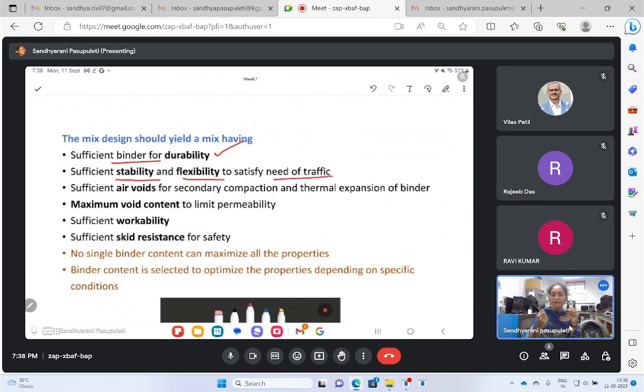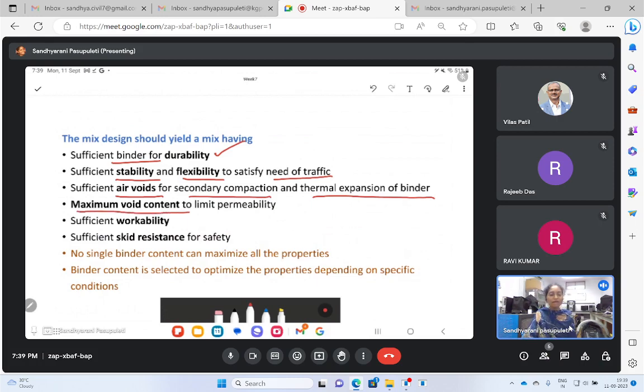When the loads are coming, it should not easily bend, it should not easily get compacted. It should be stable, stiff and flexible. When I say flexible, that means when you remove the load, it should again come back to its original position. The more flexible it is, the more fatigue resistant it is. And it should have sufficient air voids for secondary compaction and thermal expansion of binder. During the summers, if the binder wants to expand, it should have sufficient air voids, and a maximum void content to limit permeability.